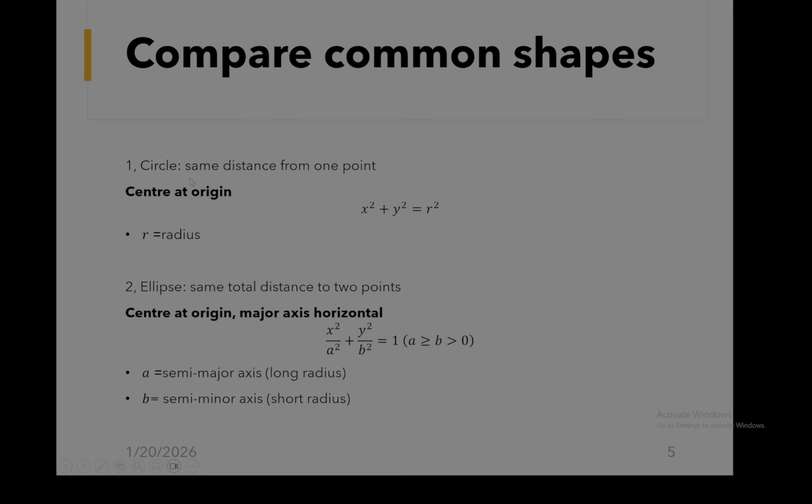Let's compare common shapes. You've got a circle, the same distance from one point, right? We all know a circle is the same distance from one point. With the circle's center at the origin, the form is x squared plus y squared equals r squared, where r is the radius.